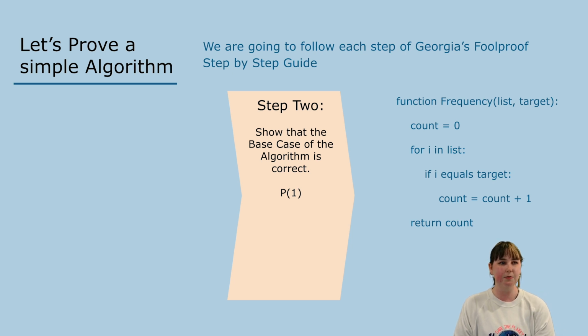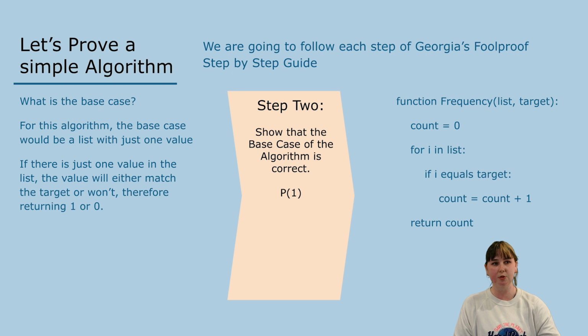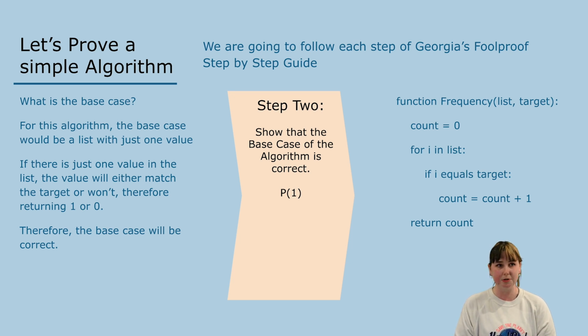So for this algorithm, the base case would be a list with just one value. If there's just one value in the list, the value is either going to match the target or it won't. Therefore, it's going to return a 1 or a 0, and therefore the base case will be correct. We know this because we know how the algorithm works and what it's going to do in this case. We're just explaining what the algorithm does in this step. That's the main idea of what we're doing.